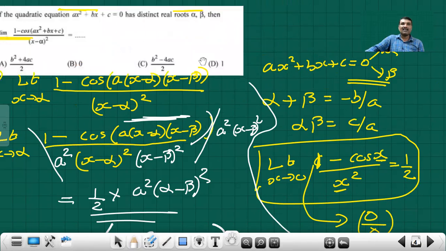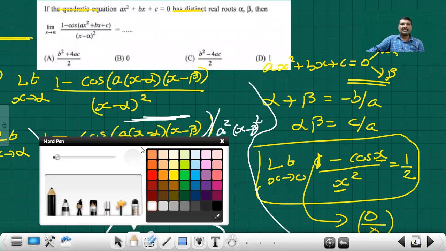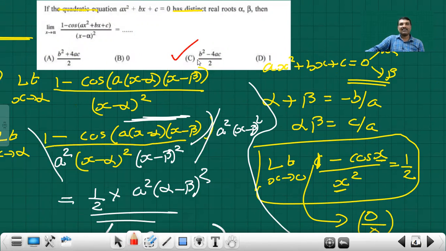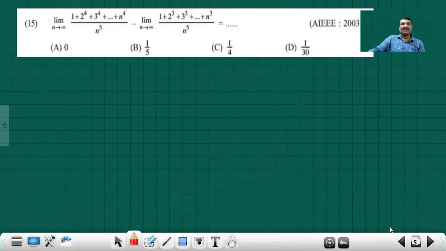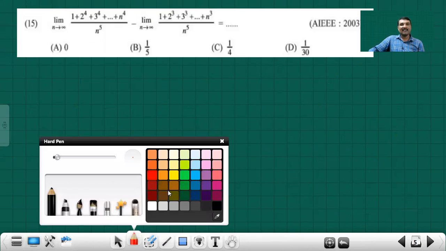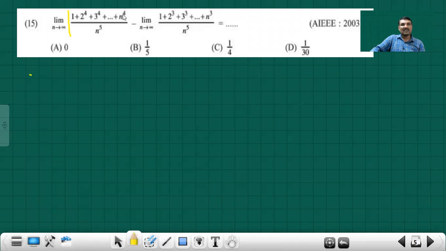So our correct option is C. Now our fourth question is a very good and simple question. We want to evaluate the limit of this function minus the limit of this function. This is an All India Engineering Entrance question from 2000.